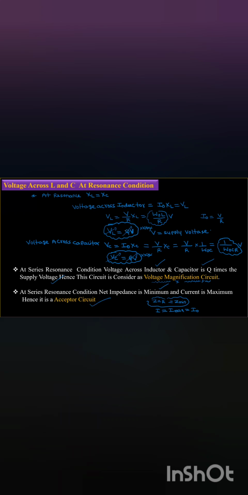We can magnify voltage across the inductor and capacitor; this depends on the quality factor. At series resonance condition, net impedance is minimum and current is maximum. If impedance is minimum and current is maximum, then that resonance circuit is treated as an acceptor circuit. That's why the series resonance circuit is an acceptor circuit and it is a voltage magnification circuit. This is the explanation, students, that you have to concentrate on.